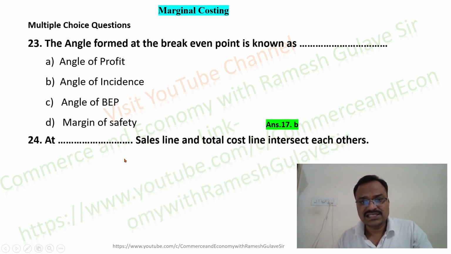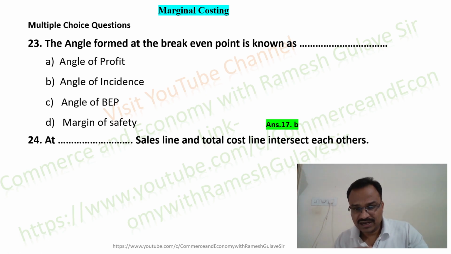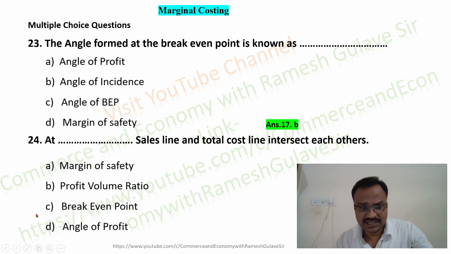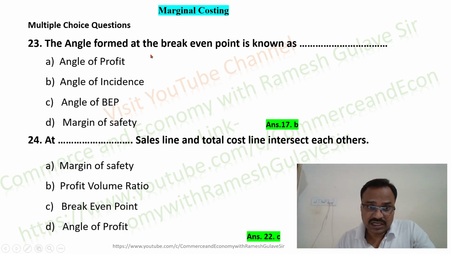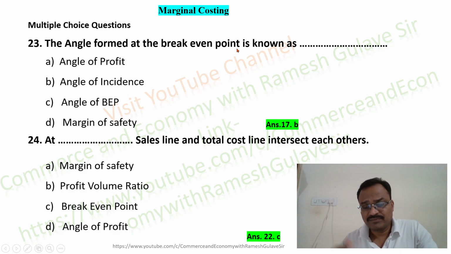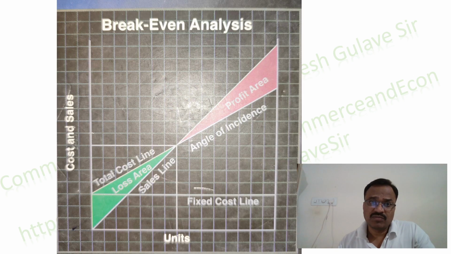Next question says at dash sales line and total cost line intersect each other. So where the total sales line and total cost line intersect each other, it is the point, basically the break-even point. So here option C, the break-even point. At break-even point, sales line and total cost line intersect each other, right? Now, as both these questions are related to the graph and graphical representation of the break-even point and marginal costing, we are going to discuss this break-even analysis on the graph.